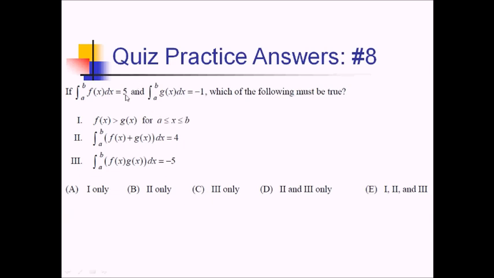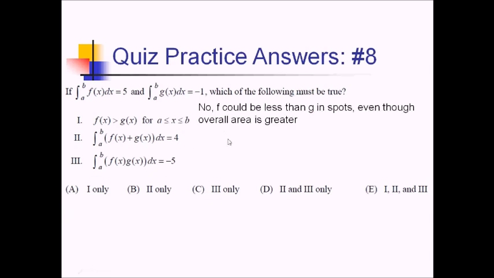Well, the overall area is definitely bigger. No one's arguing that. But we could certainly have specific x values at which g takes on a higher value than f, as long as those get offset by enough other places. So this is not necessarily true. f could be less than g in some spots, even though the overall area is greater.